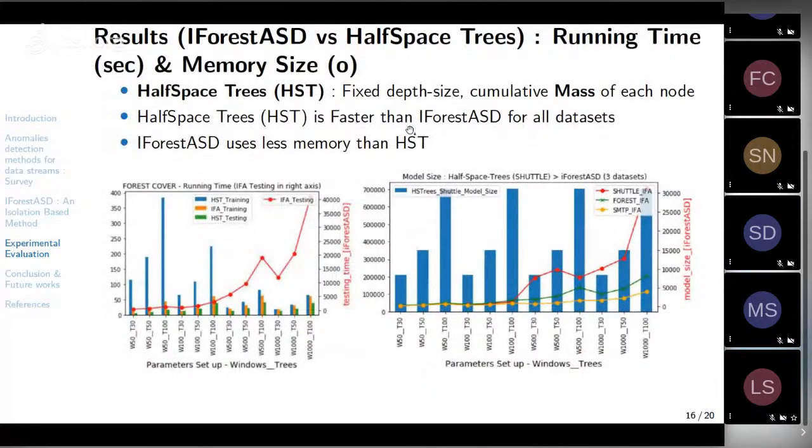Talking about the running time and the memory size, because half-space trees has a fixed depth size and is independent of the dataset, it has a constant amortized time complexity. So that is why half-space trees, as you can see here, is always faster than eForest ASD. Talking about the model size, eForest ASD uses less memory than half-space trees. And as you can see, for half-space trees, the sample size has no impact on model size. Only the number of trees increases the memory size. We can see it with the bar plot here.